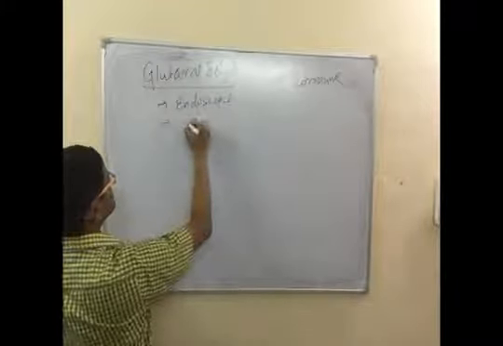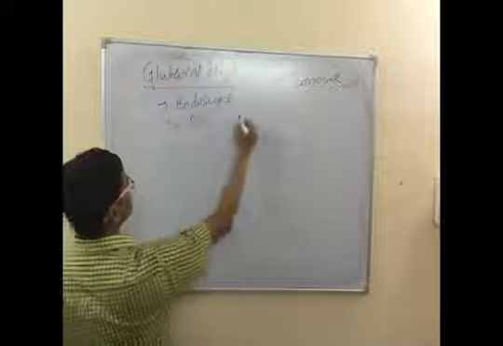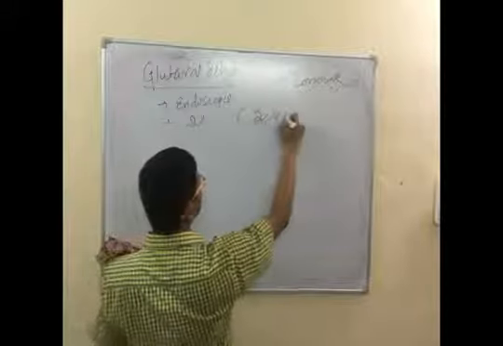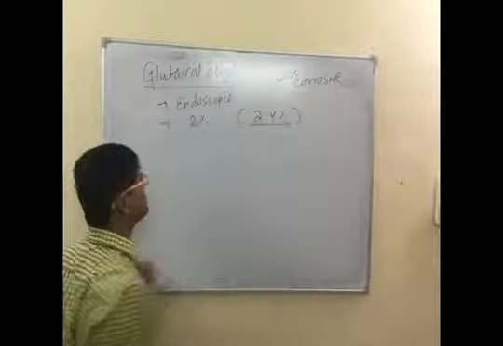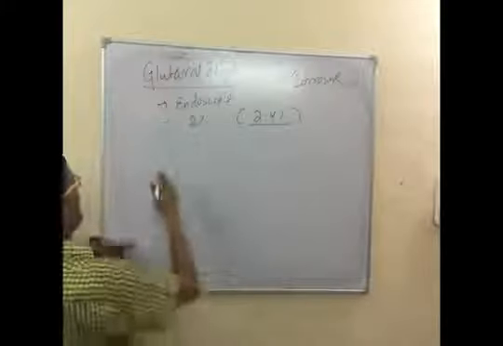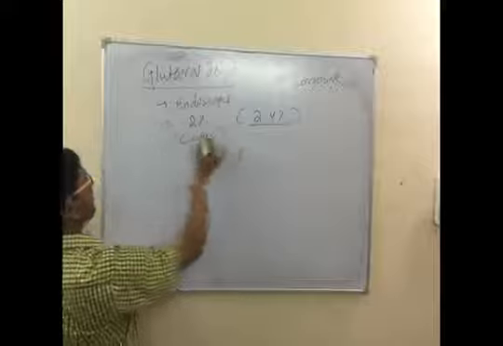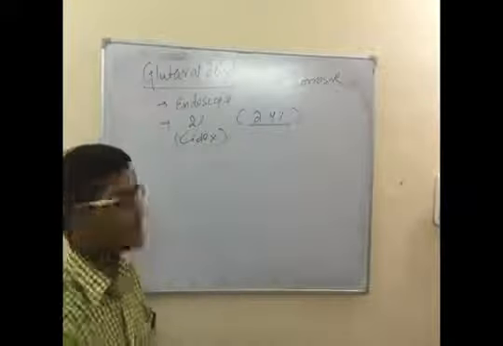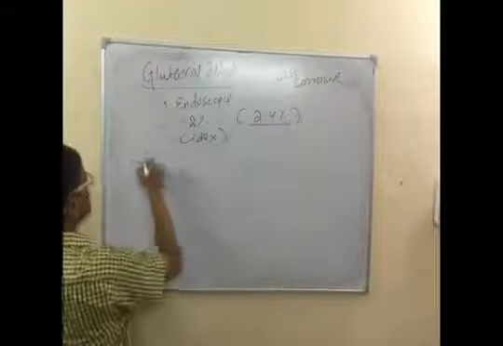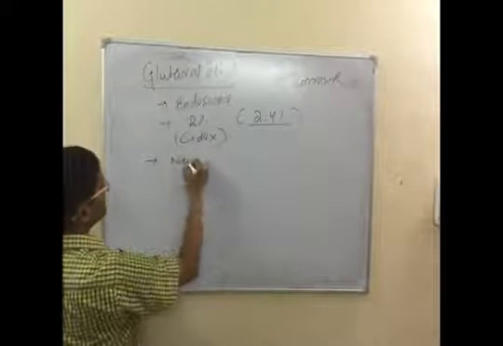Glutaraldehyde, the usual concentration is 2%, but now the CDC recommends using 2.4% glutaraldehyde. And the most famous commercial brand is Cidex. Glutaraldehyde has a drawback that it needs to be activated.